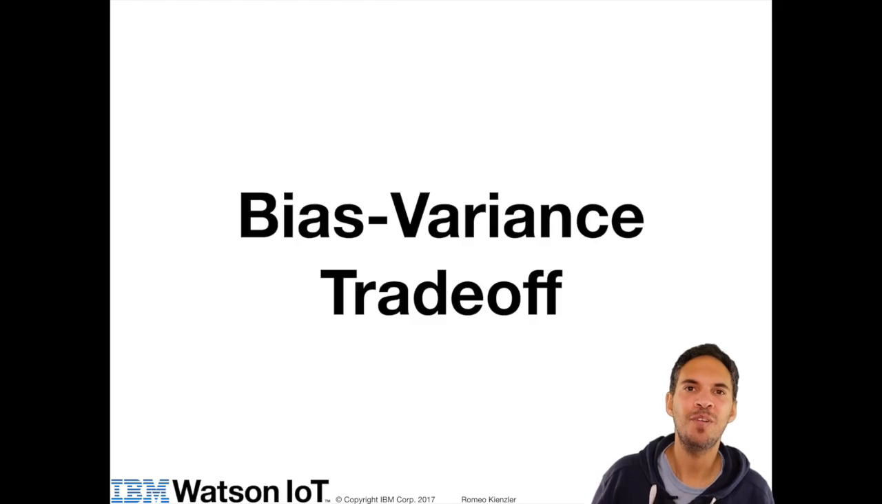So in the next video we will tell you something about the bias-variance trade-off, or in other words, how to prevent overfitting of a neural network.